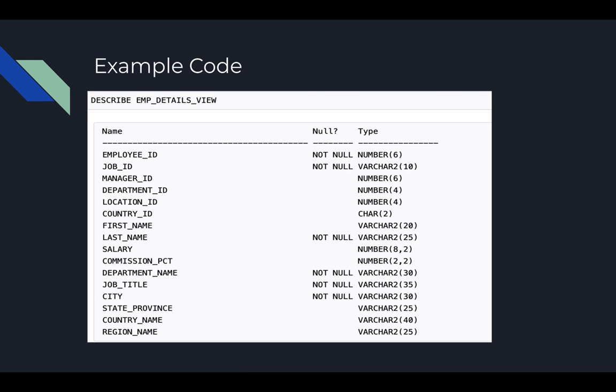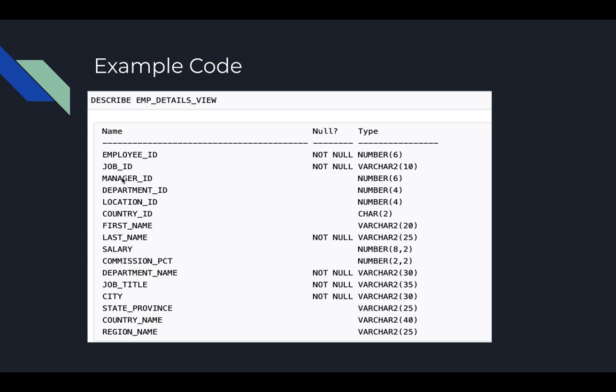And since I have a problem in my Oracle account, I got an example code from the Oracle documentation. So to describe a table, our table is employee details view. So we just type describe employee details view. And here we can see our object. Our object is the employee details view table.